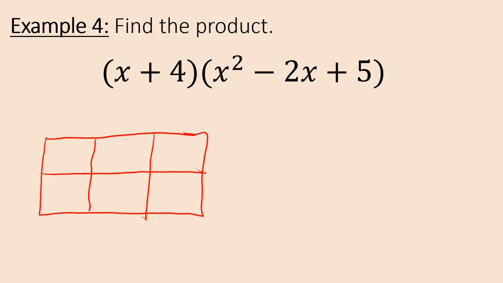All right, so I'm going to put my first one on top, x squared, minus 2x, positive 5. And then I'm going to put my short one on the side, x and 4. All right, now nothing new here. We're just going to go ahead and multiply all of our terms together. So this box right here is going to be 4 times 5, which gives us 20.